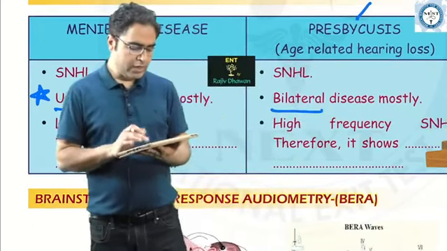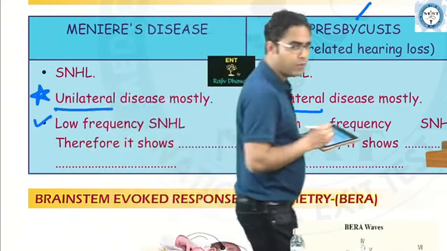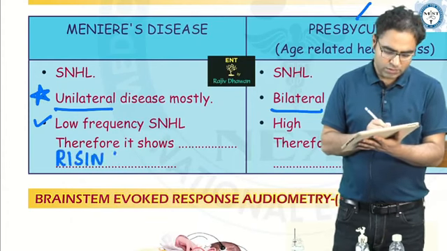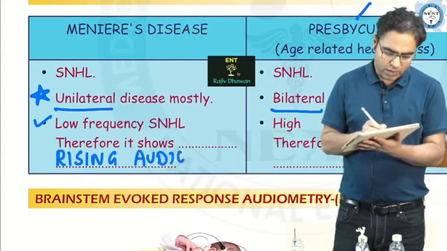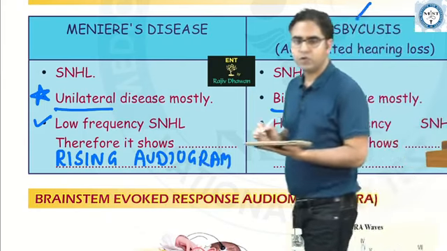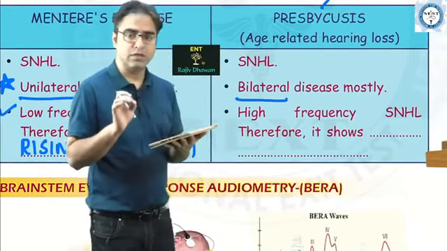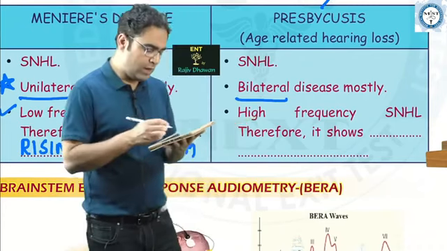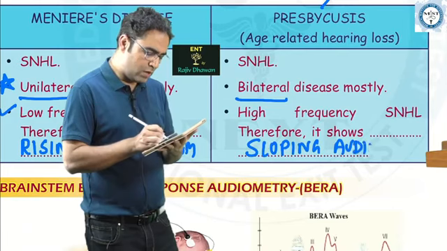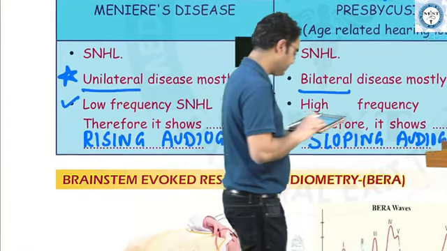Now, Meniere's causes low frequency SNHL. Therefore, it shows a rising audiogram, beta. Presbyacusis causes high frequency SNHL. Therefore, it shows a sloping audiogram, beta. Rising audiogram, sloping audiogram.